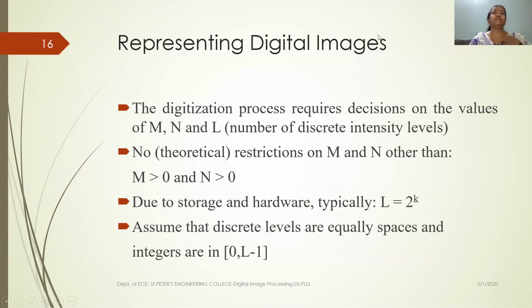The digitization process requires decisions on the values of M, N, and L. A total digitization process is based on the size of an image as well as the number of discrete intensity levels of an image. The number of discrete intensity levels depends on what? I'm asking you a question. The number of discrete intensity levels depends on what we are categorizing.